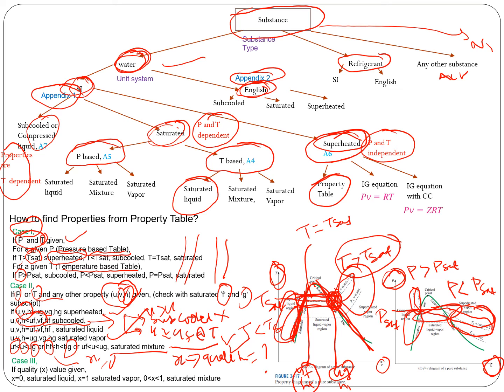So don't think that in a superheated region x equals 1. There is no x equals 1 there. x equals 1 indicates this line. So you don't have any quality. You don't talk about quality either in the superheated region or in the subcooled region.